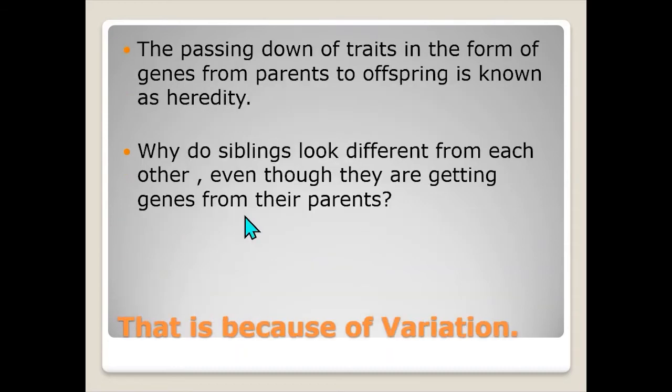Now, what is meant by heredity? The passing down of traits in the form of genes from parents to offspring is known as heredity. So now here comes the question: why do siblings look different from each other even though we know that they are getting genes from their parents? The reason is variation. So let us see more examples of variation.